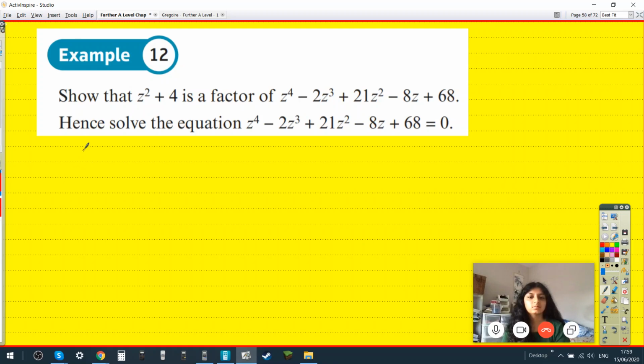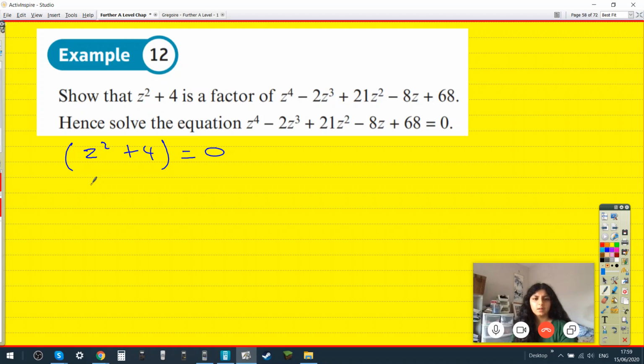If it's a factor, Z squared plus 4, and then some other bracket. So you do have to divide. Not necessarily. Factor theorem. If this is a factor, Z squared minus 4 gives you 0. So if this is a factor, then that is equal to 0.